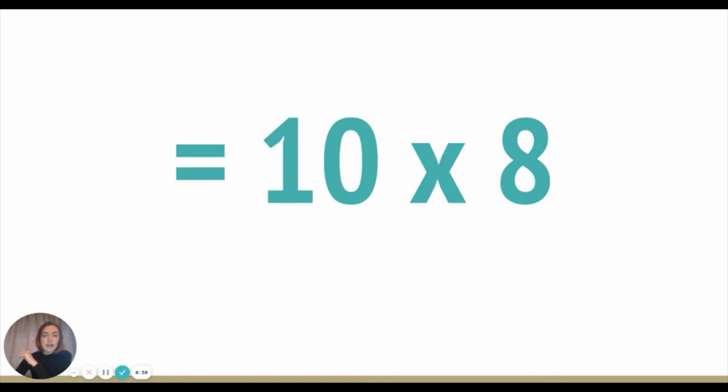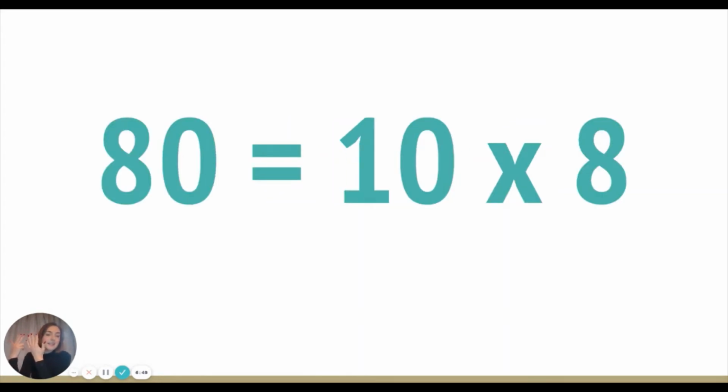Hopefully you paused and counted on: 10, 20, 30, 40, 50, 60, 70, 80. I've counted on 8 fingers, 8 jumps. So you get 10 times 8 is 80.